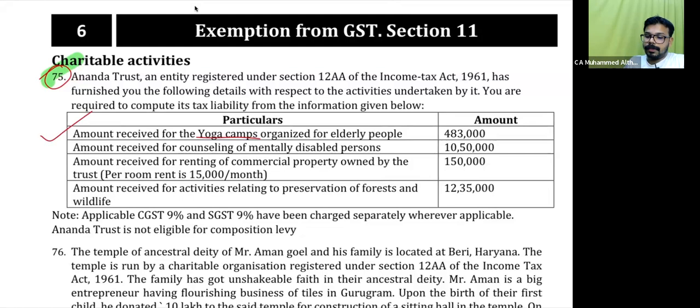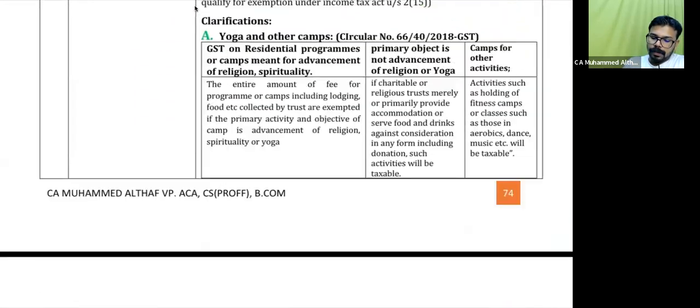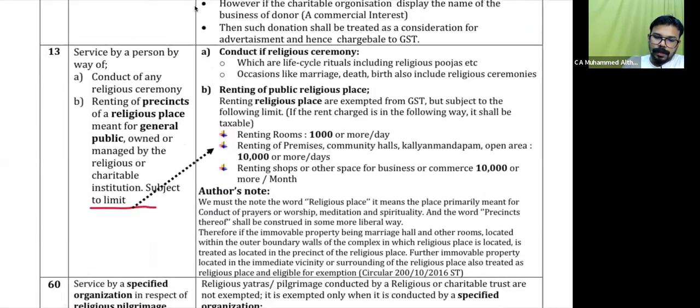Second one, taxable or exempted? Amount received for counseling of mentally disabled person, taxable or exempted? It is also exempted. That is also in the charitable activity definition. Third one, taxable or exempted? Taxable. Why? Because there it is clearly saying that the room rent of that charitable organization will be taxable.